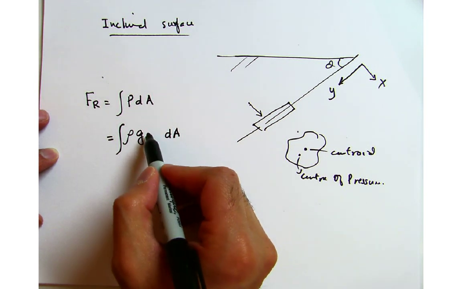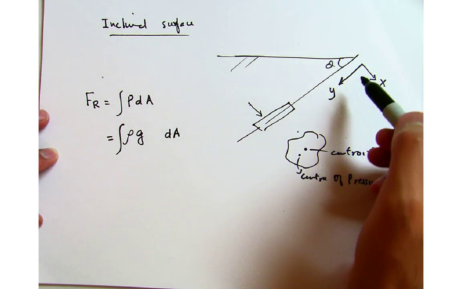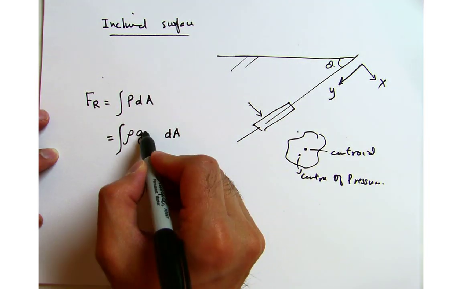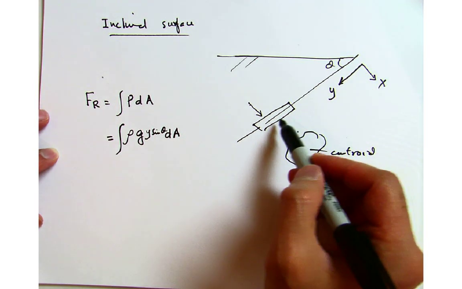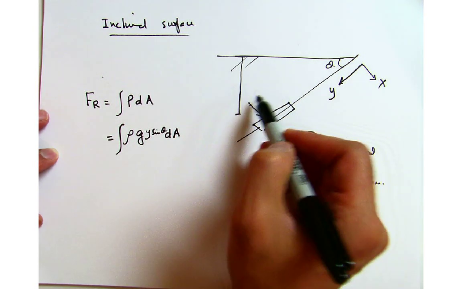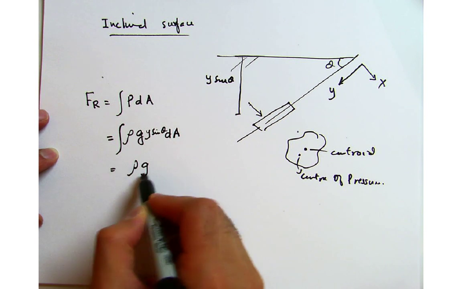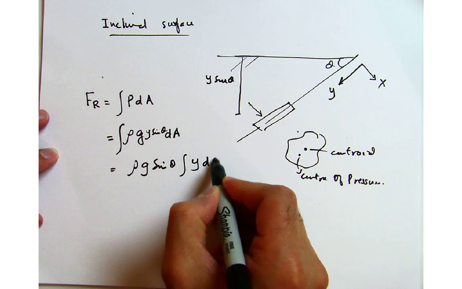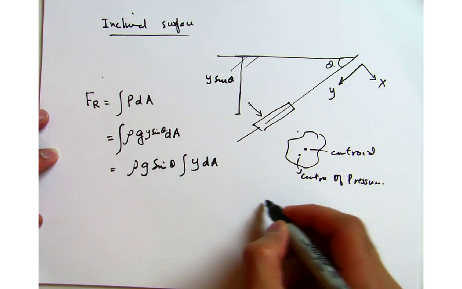But this quantity, if you remember, was the height, how deep the fluid is. In this case, as we have shifted our coordinate system, if this is our y, then y sine theta will basically give me that vertical distance. So y sine theta gives me this distance over here. So I can write this as y sine theta, and I can take rho and g out, and especially sine theta, because all of these quantities are constant, and I can write this as the integral of y dA.